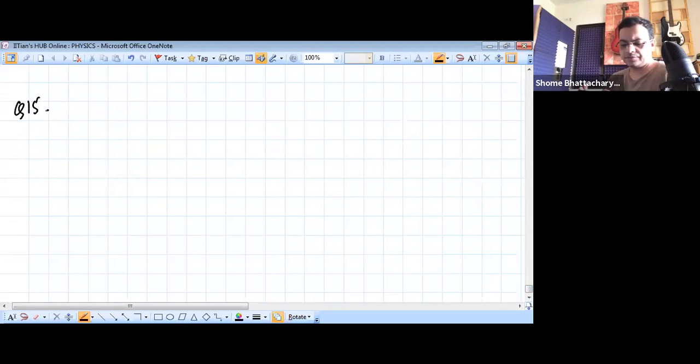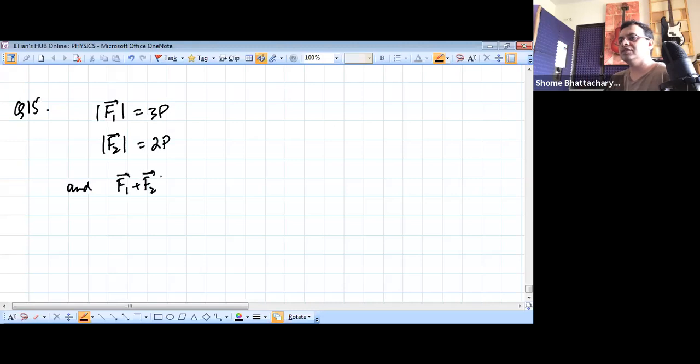So it says that the magnitude of the resultant of two forces which are of magnitude 3p and 2p each is F1. So let's convert that to equations. So if F1 has a magnitude of 3p, 3 times some quantity p, and F2 has the magnitude of twice of that same quantity. So the ratio of their magnitudes is basically 3:2. And the resultant of F1 and F2, that is F1 plus F2. So the resultant has a magnitude, so that is mod of F1 plus F2 equal to R.